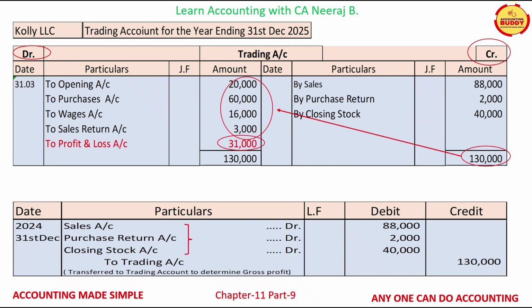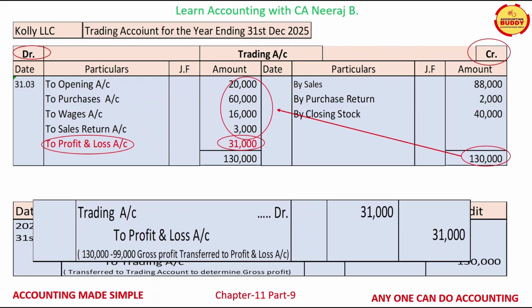It is displayed by writing the words "to profit and loss account", which means the gross profit of the business is transferred to the profit and loss account. This will make the total of the debit side also equal to $130,000 and the trading account is said to be balanced.